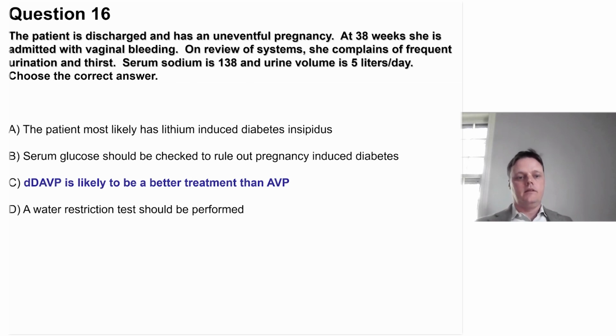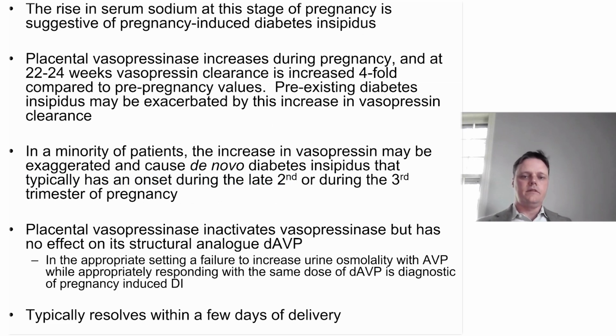The answer is that DDAVP is likely to be a better treatment than AVP. The rise in serum sodium at this stage in pregnancy is suggestive of pregnancy-induced diabetes insipidus. The placental vasopressinase increases during pregnancy, and at 22 to 24 weeks, vasopressin clearance is increased fourfold compared to pre-pregnancy values. Pre-existing diabetes insipidus may be exacerbated by this increase in vasopressin clearance.